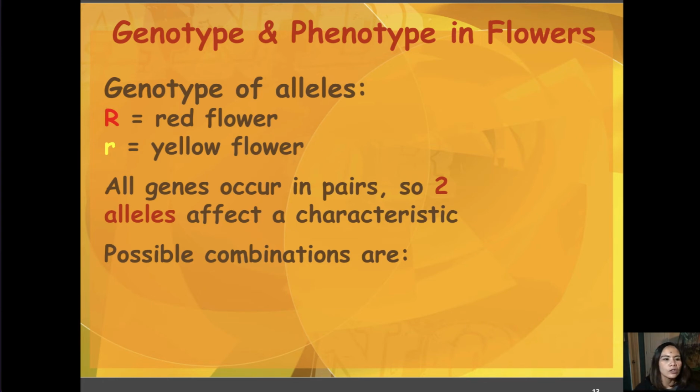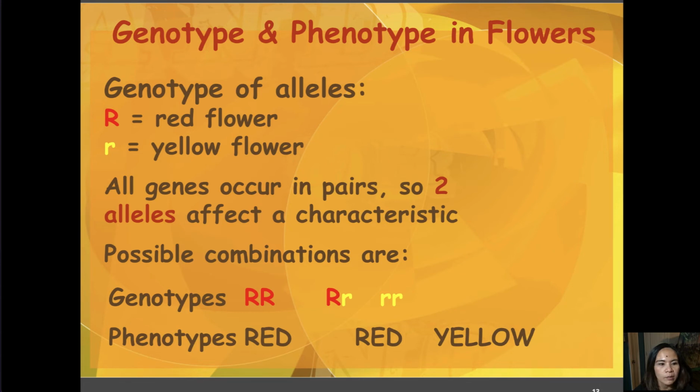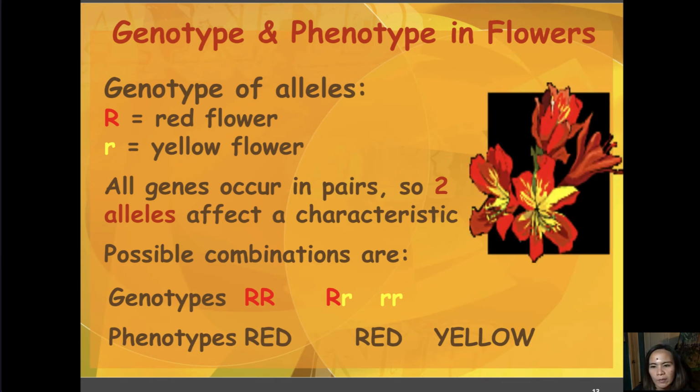Now, all genes occur in pairs, so two alleles affect the characteristics. The possible genotype combinations can be two capital letter R's, which is dominant red, or capital letter R and small letter r, or two small letter r's. As you can see here, if the genotype is both capital letter R, the phenotype turns out to be red. If it is a capital letter R and a small letter r, it's still red. And if it's two small letter r's, that's when the phenotype becomes yellow. So that's basically what phenotypes are.